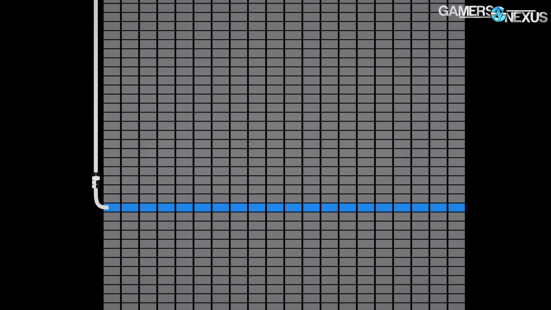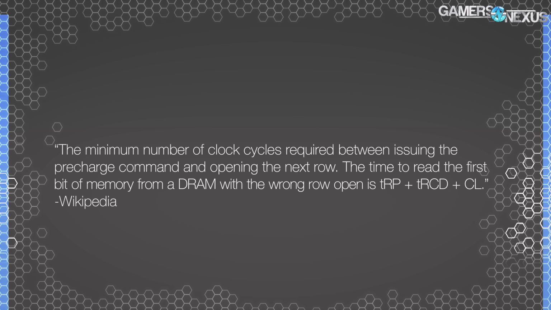If a request for data is made when there are no rows open, referred to as a page miss, it will take at least tRCD plus CL number of clock cycles for the CPU to receive the first bit of data in response. The next one is row precharge time, or tRP.